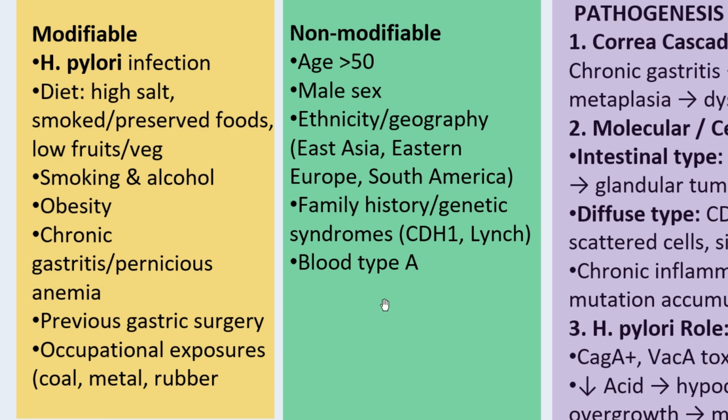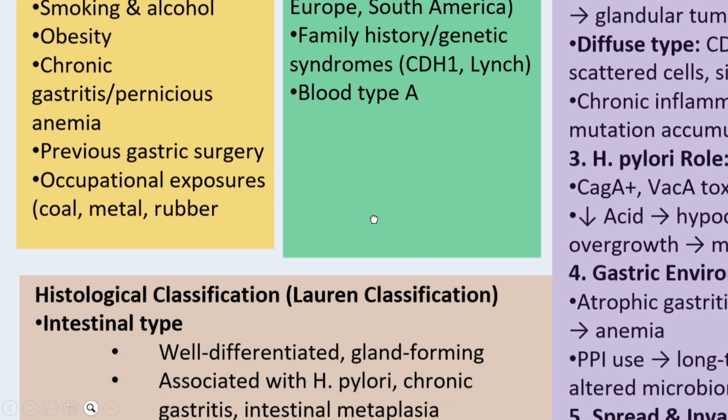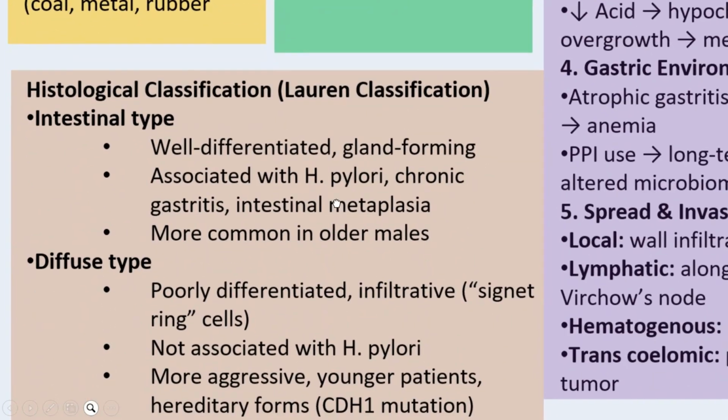Then the non-modifiable factors, we have things like age. Of course, as you age, most times there is an accumulation of or exposure to carcinogens which cause cancer. Male sex, being male. Ethnicity, people who come from East Asia, because the highest rates of gastric cancer have actually been reported in countries like Japan and Korea. And then Eastern Europe, South America. Then we have a family history where we have some genetic syndromes like CDH1 deficiency, people with Lynch syndrome, Li-Fraumeni syndrome, and then people with blood type A have also been implicated.